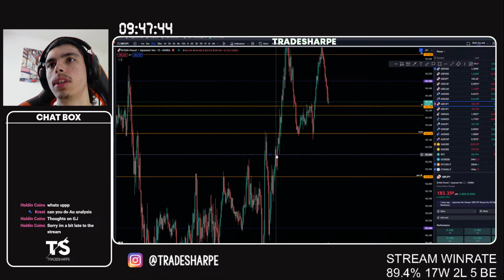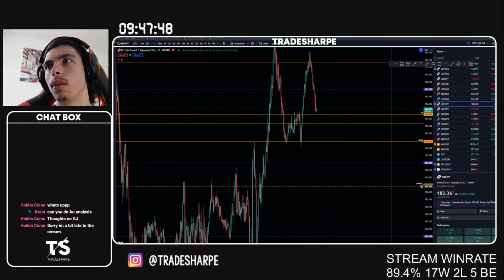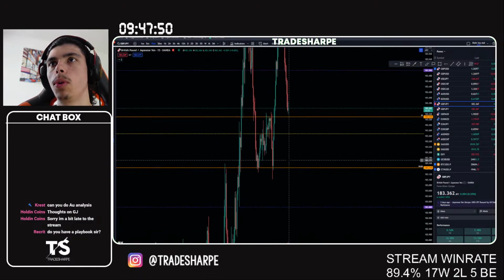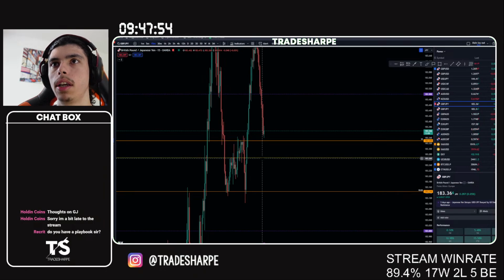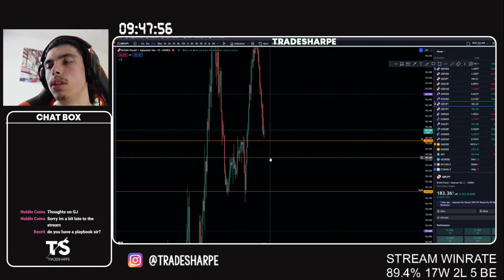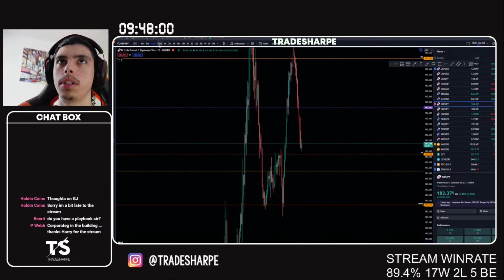If we're going to have to sell, it's probably going to be below this 183, 144, anywhere in here, even down from this zone. I'll look for buys from here. I can look for buys from 183 to 68, anywhere in here. I can look for potential buys.